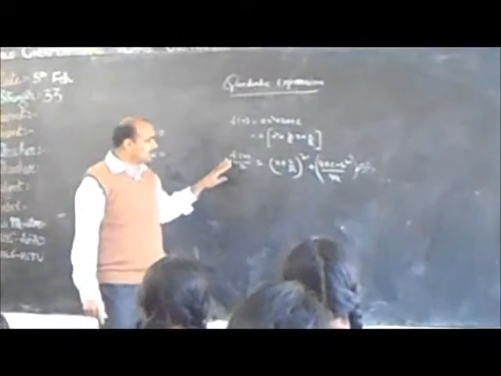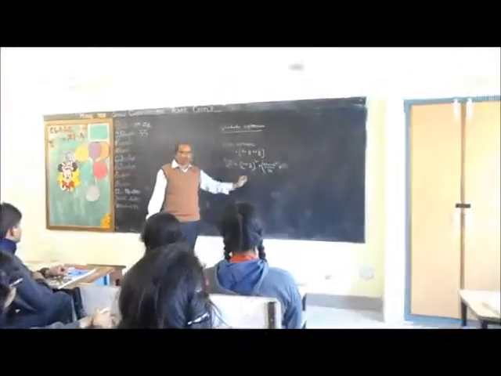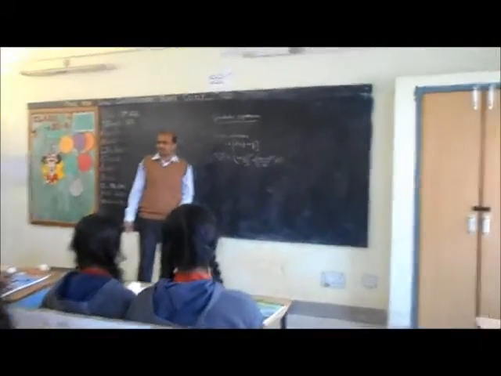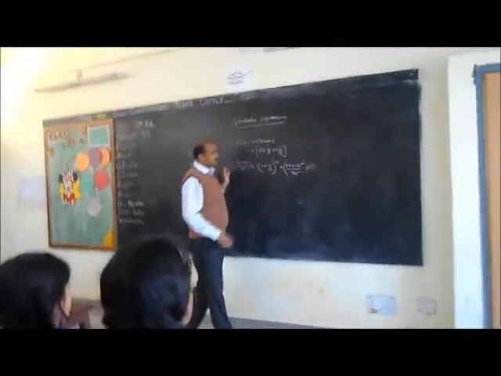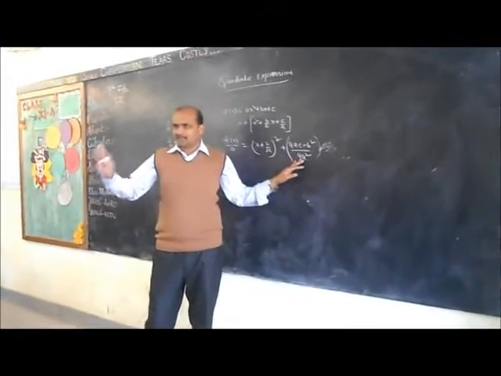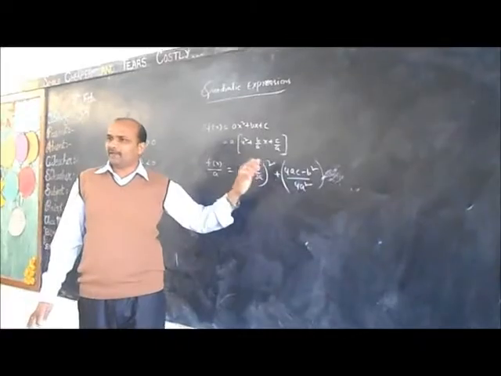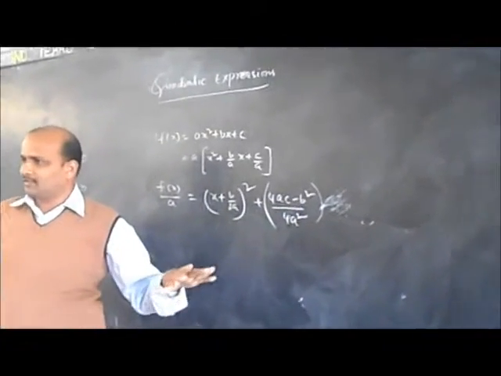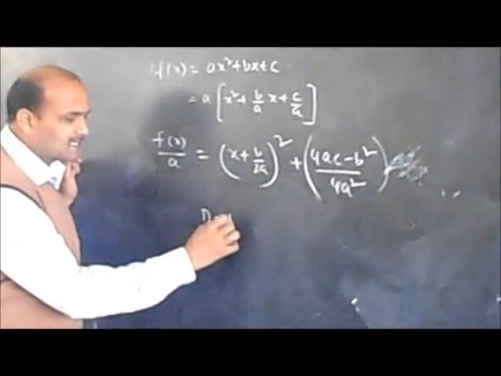Now come to this f of x by a. This is the fraction. Now this is x plus b by 2a whole square and this is 4ac minus b square by 4a square. 4a square is a positive quantity. X plus b by 2a whole square is a positive quantity, right? What is the discriminant of this? D is equal to b square minus 4ac.